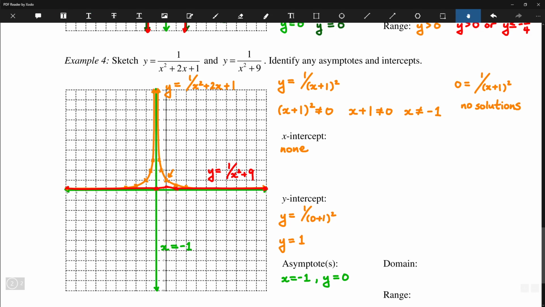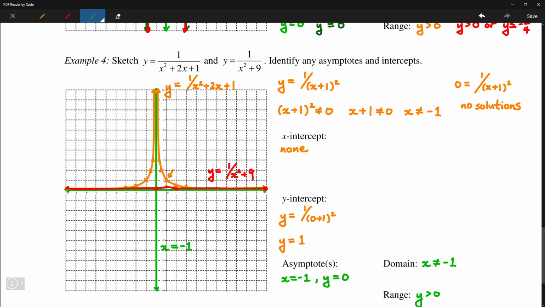What else were we looking for? Oh, domain and range. So the domain of this graph: clearly x cannot be equal to negative 1. And the range: the entirety of the orange graph, y equals 1 over x squared plus 2x plus 1, is above the x-axis, so this would be y is greater than 0.